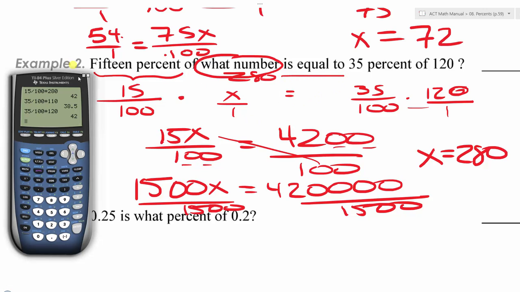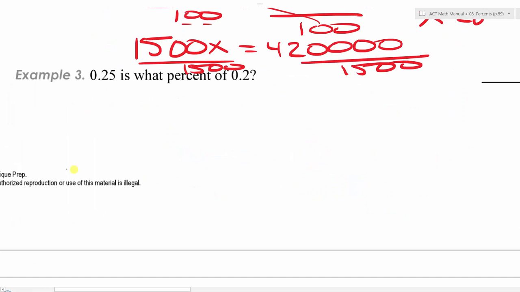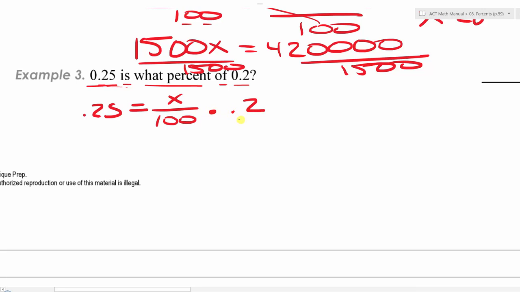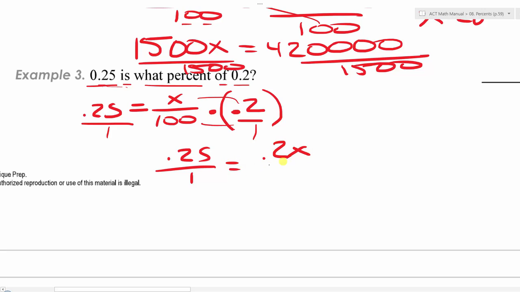Now, this last one is definitely the trickiest one, but again, if you are translating, you should not have a problem. We have this, this, this, this, and this. So 0.25 is what percent of 0.2? You got to be careful with that multiplication sign and that decimal. Maybe putting this in parentheses might be better here. But I'm going to go ahead and put the 0.2 over 1 and the 0.25 over 1. Again, straight across, straight across.